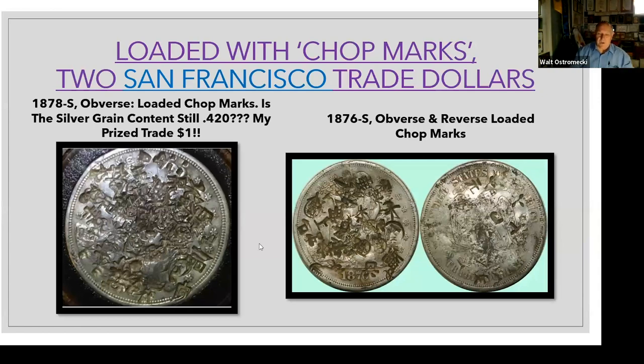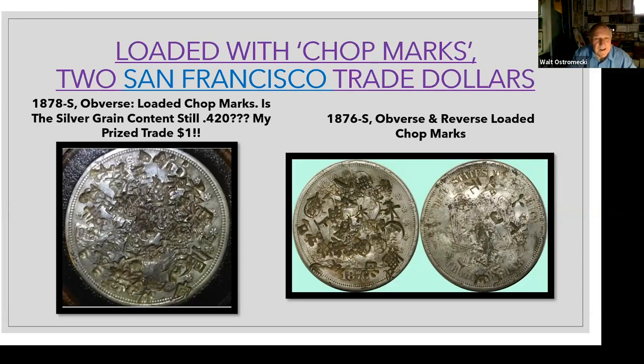Now, how about some loaded ones? You hear today, you get loaded French fries at McDonald's or someplace else. Well, these are some of my favorites, and my prize coin is there on the left. It's an 1878-S obverse, loaded with chop marks. I wonder if this didn't somehow affect the coin. You know, is the silver grain content still, in this case, 420?